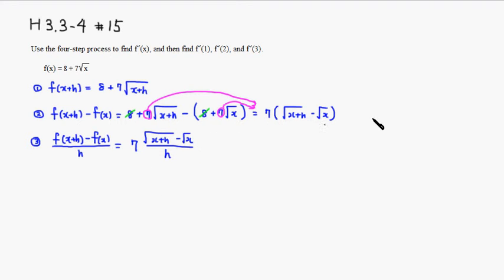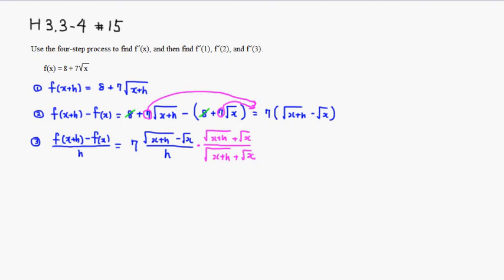So I'm going to just multiply top and bottom by square root of x plus h plus square root of x. So it's almost the same thing as the numerator except for the sign. And we're going to have to do the same thing to the bottom. So square root of x plus h plus square root of x.